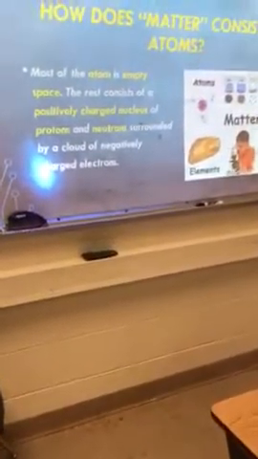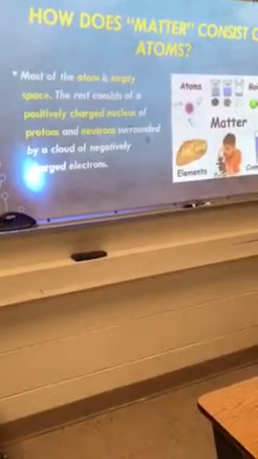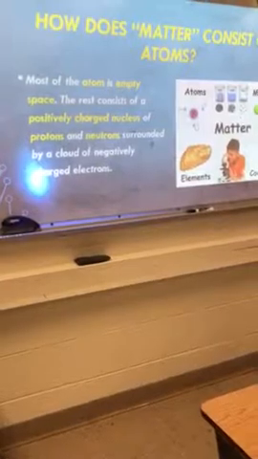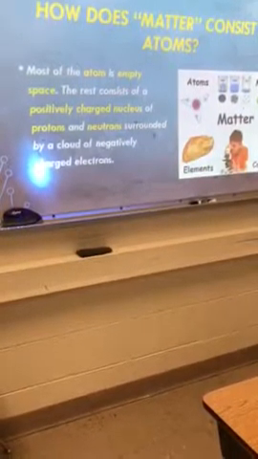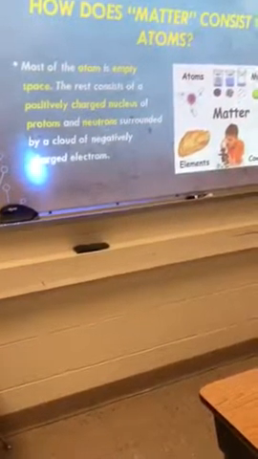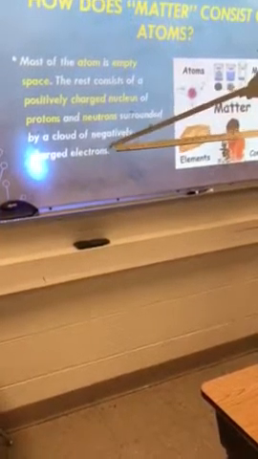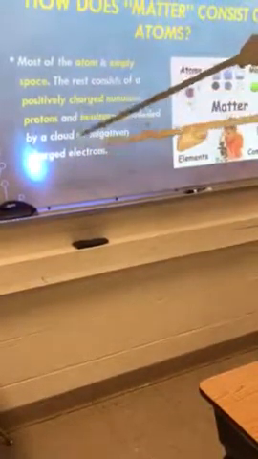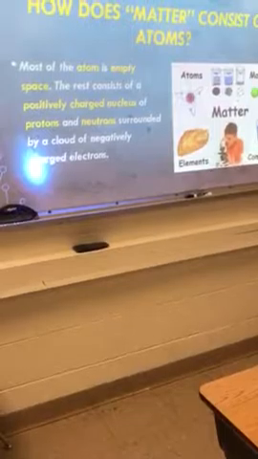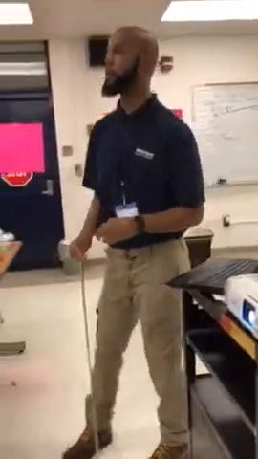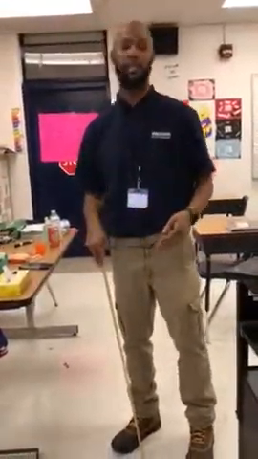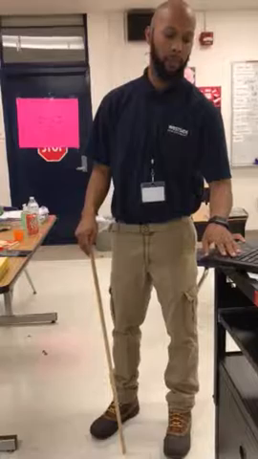Most of an atom is empty space. The rest consists of a positively charged nucleus of protons and neutrons surrounded by a cloud of negatively charged electrons. So those are the ways that matter consists of atoms. All right.